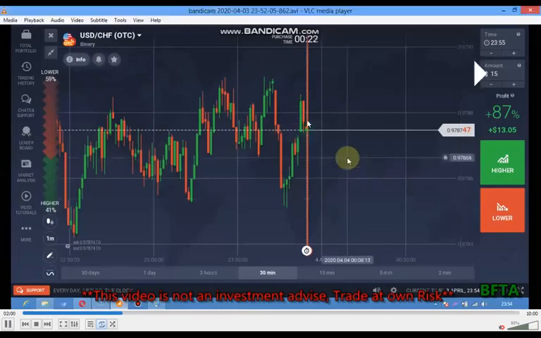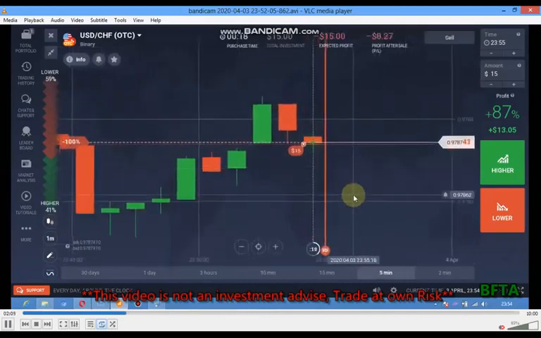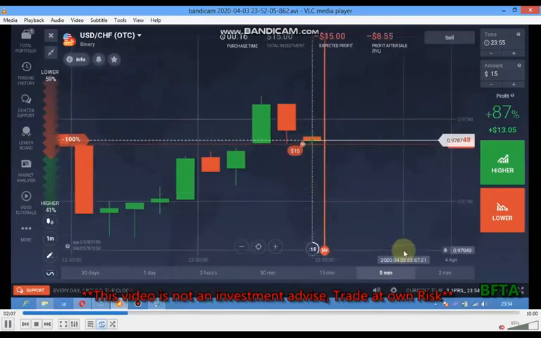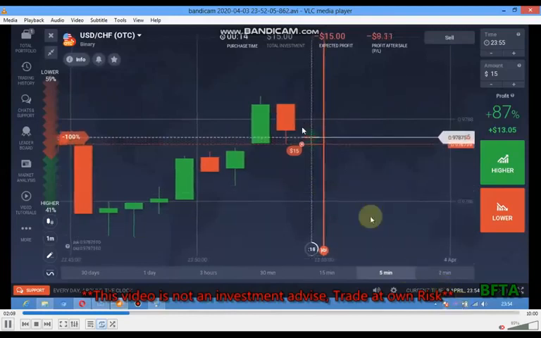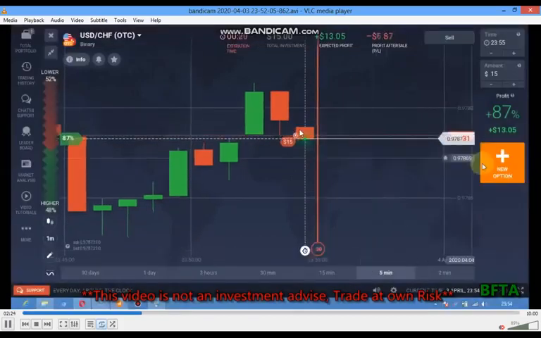Now watch. Immediately I saw that there's a small gap, I placed a put option, but it closed above my entry. So it means that the buyers are here, not here, and not here. You can see the opening price is here, and the closing price is here. So the buyers are here, not here.